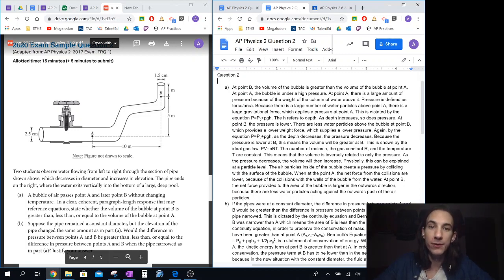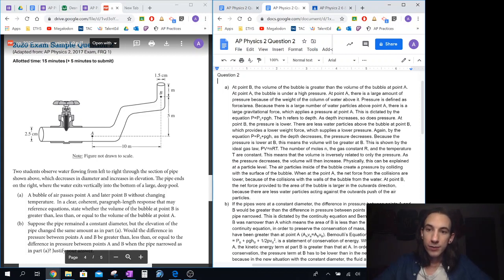At point B, the pressure is lower. There are less water particles above the bubble at B, which provides a lower weight force, which supplies a lower pressure. Again, by the equation P equals P naught plus rho g h, as the depth decreases, the pressure decreases. Because the pressure is lower at B, this means the volume will be greater at B. So we've already established this idea. Pressure is going to be lower at B than at A. So that's kind of one of our main arguing points.